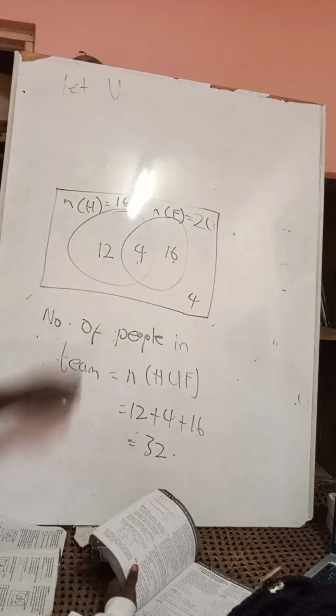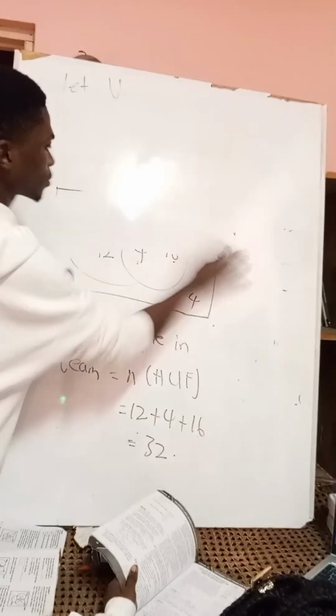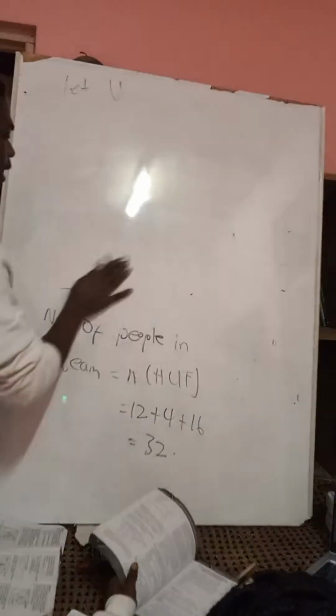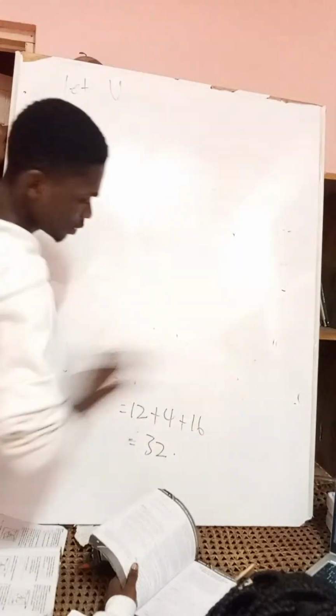Next question. Read the question. There are 30 students in a class. If you don't get the meaning of the word, listen so that you will hear. Let's go to the next question. Read it and listen.